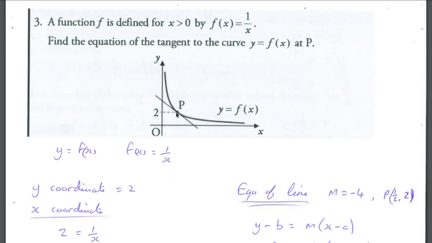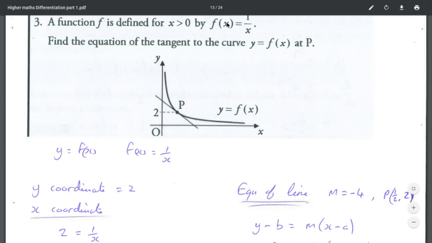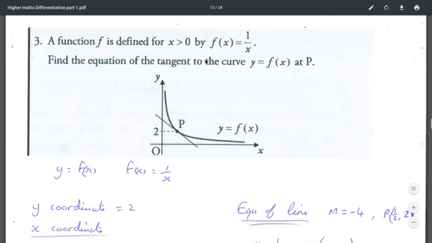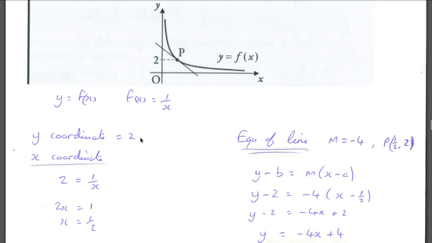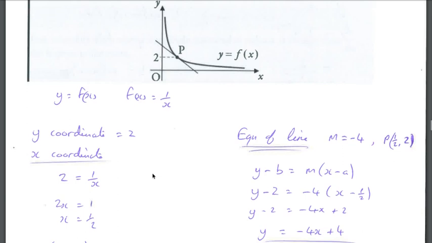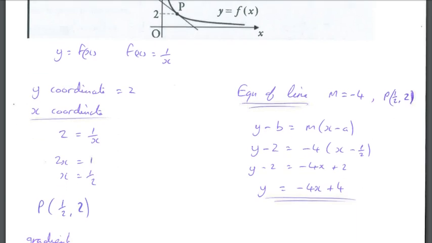So all we know here is that the y coordinate of point P is 2. Now we can replace y with f of x, because we're told here y equals f of x, so that means that y will equal 1 over x. So remember guys, this means that the y coordinate is equal to 1 divided by the x coordinate. So we have a y coordinate of 2, so 2 will equal 1 over x. So 1 divided by the x coordinate equals 2. So we need to rearrange that to make x the subject.